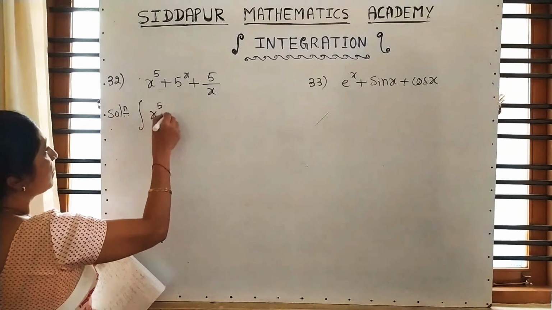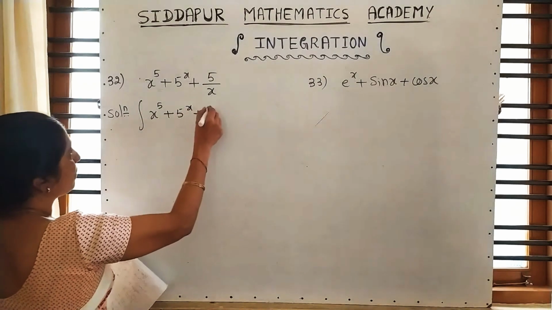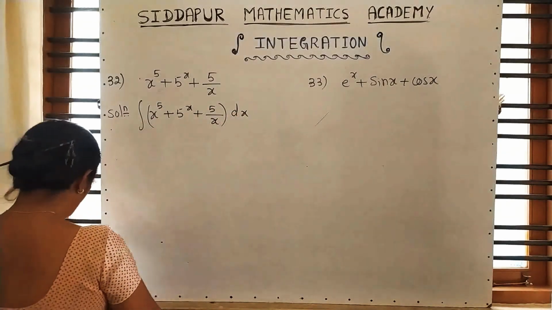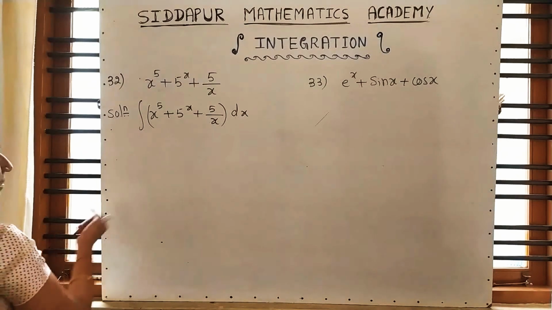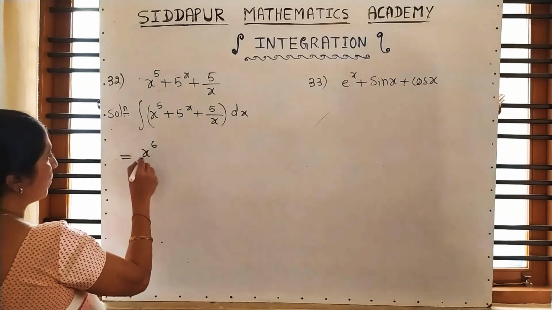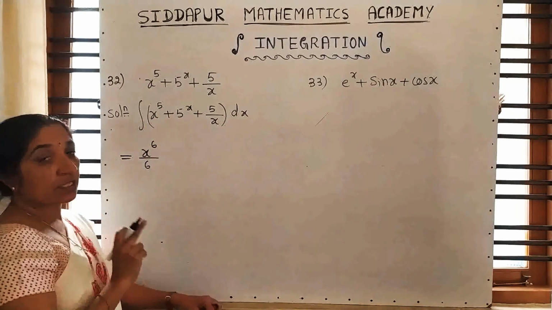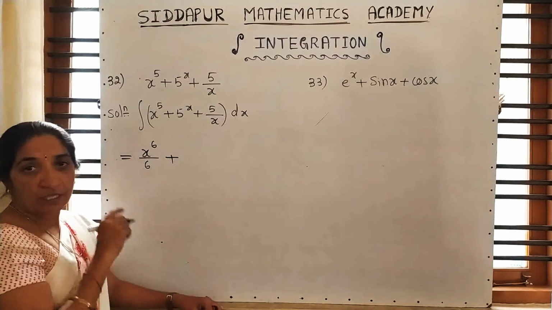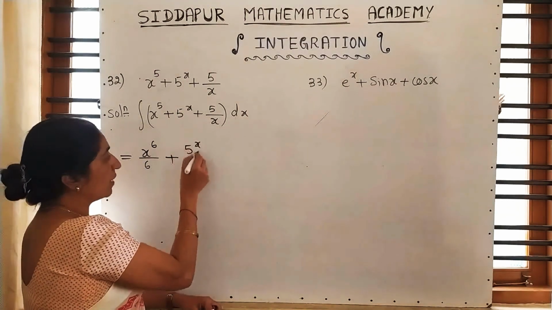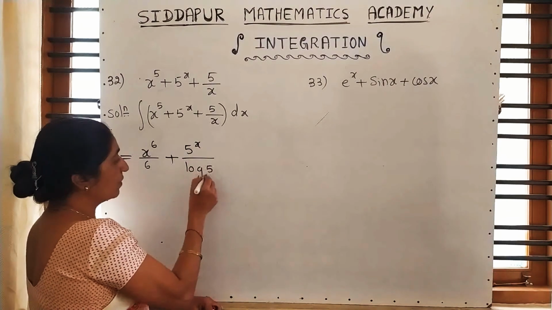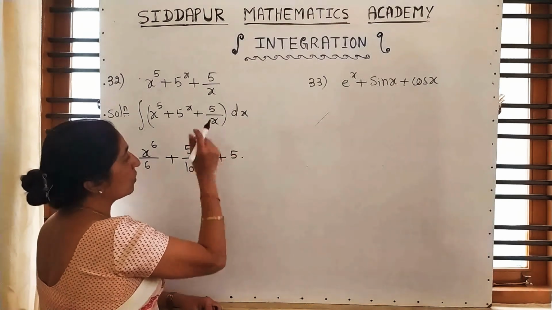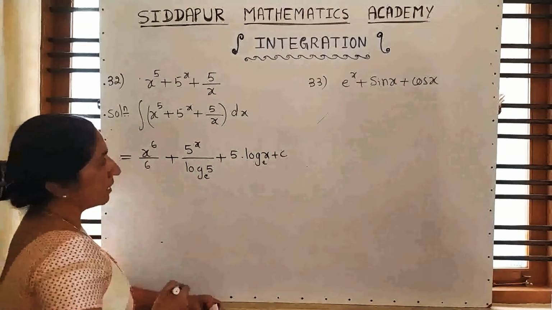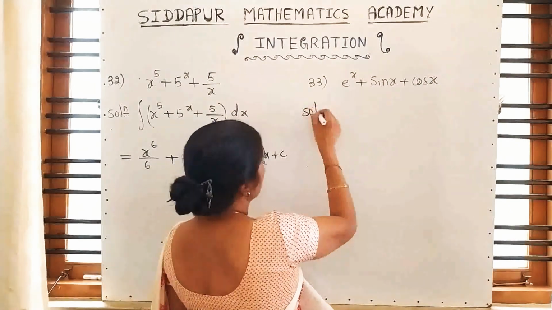First, the presentation. Yes. X raised to 5 is in the form of x to the power n. So it is x raised to 6 upon 6. 5 raised to x is in the form of a raised to x. Open that formula. See, what is a raised to x? A raised to x upon log a. Like that, it is 5 raised to x upon log 5 to the base e, plus 5 constant, integration of 1 by x is log x to the base e. Next. Moving to the next question, question number 33.